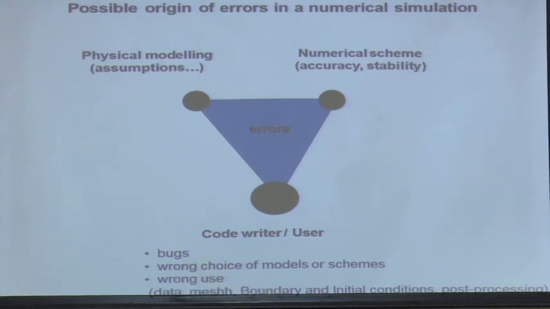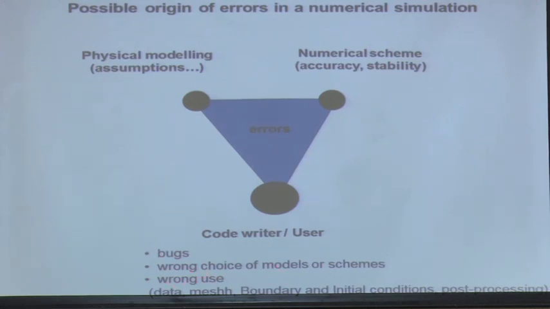But at some point you will select some options, and then you make a wrong selection. You take this option with that option, but actually they are completely contradictory. You cannot use them together, but you did it, and then you get the wrong answer. Okay, so you have many sources. You can have bugs in the code. You may make wrong choices for the models or for the schemes.